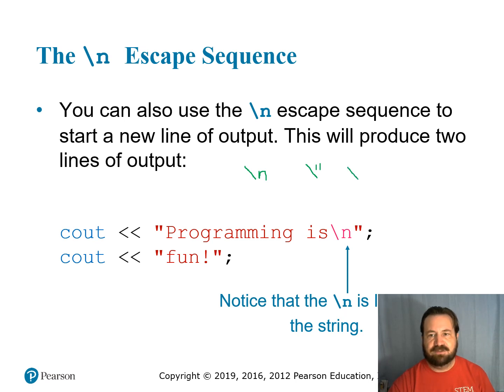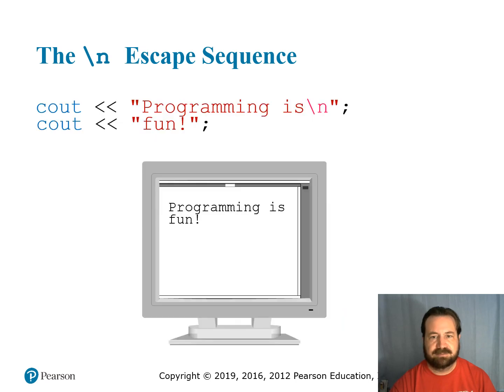So if you want to actually have quotes in your text, you have to do that. And you can even have two slashes in a row so that you can get a backslash character to print out. Otherwise, it treats the backslash as an escape sequence. So "programming is backslash n fun" will produce the same effect as sticking an endl operator at the end.